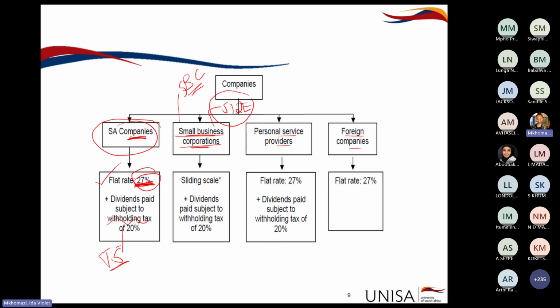But for the purposes of topic 3, because we can still test you on SBCs, what you need to be aware of is that small business corporations have their own capital allowance rates, and they also have their own tax tables when you need to calculate the final tax liability. So this means that for an SBC, you are not going to apply 27%. You are going to use the SBC sliding scale or the tax table for small business corporations, which you will find as an annexure in your question.